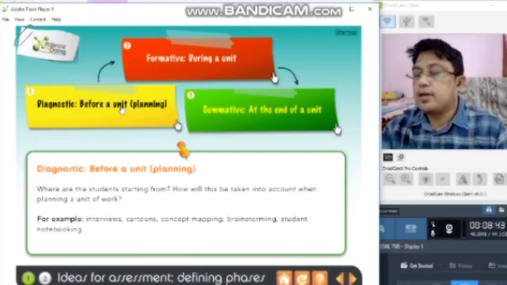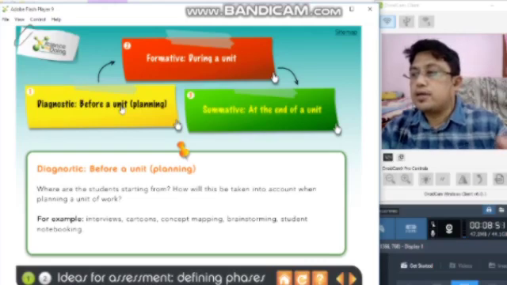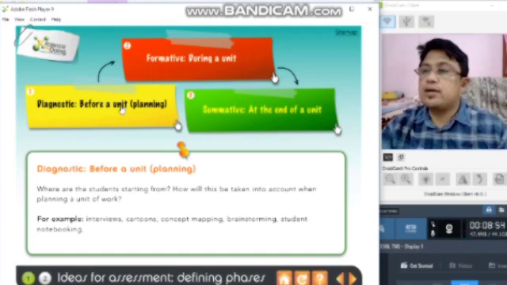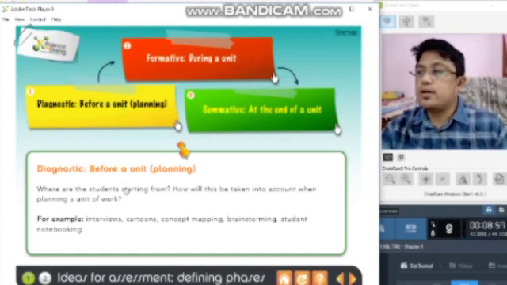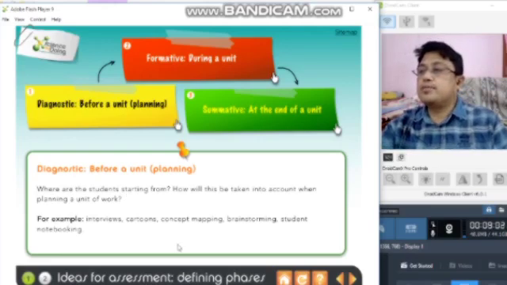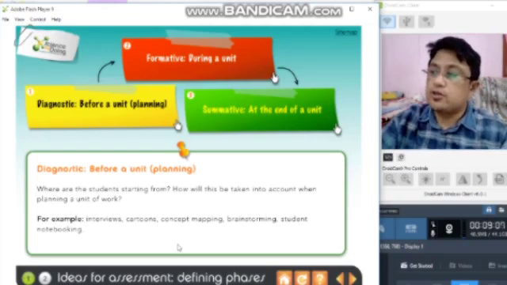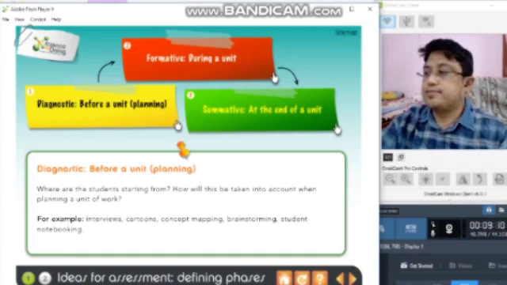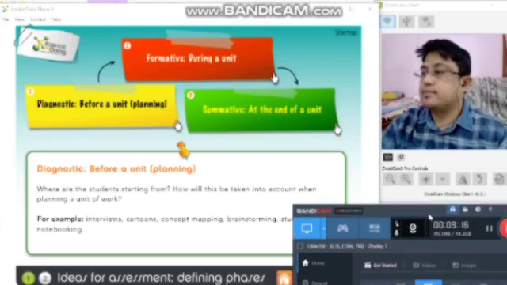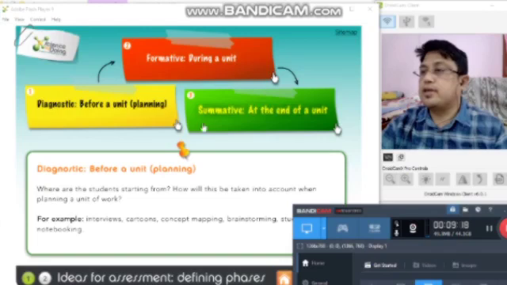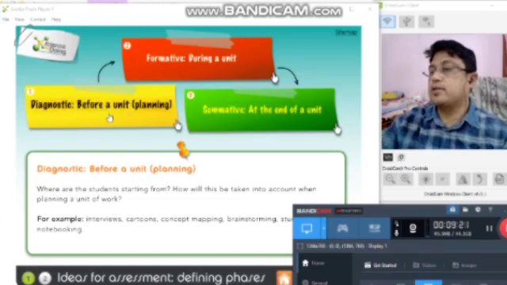Let us see what is here. Diagnostic, before a unit: where are the students starting from, and how will this be taken into account when planning a unit of work? This part is diagnostic assessment, for example interviews, cartoons, concept mapping, and brainstorming, students' notebooks. And at the same time, let us see how teachers do this particular task. Sequentially, the next thing, we'll see here and discuss it with a real classroom situation.